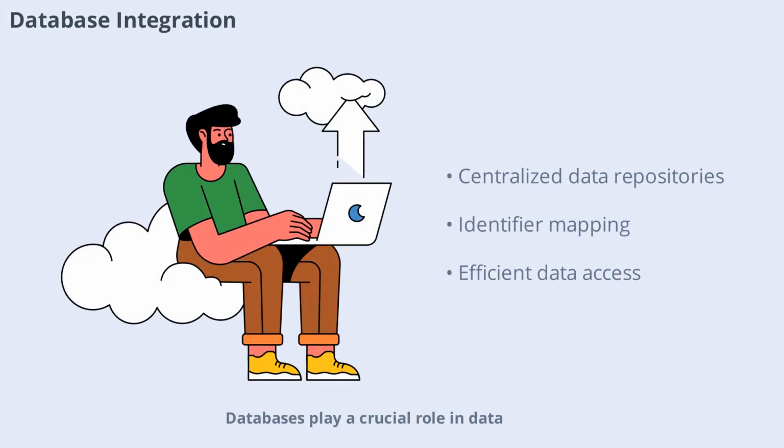studies. Databases play a crucial role in data integration by providing centralized repositories for biological data. Integrating data from multiple databases requires mapping identifiers, resolving inconsistencies, and merging records. Tools like Biomart and UniProt facilitate this process, enabling researchers to access and analyze integrated datasets efficiently.